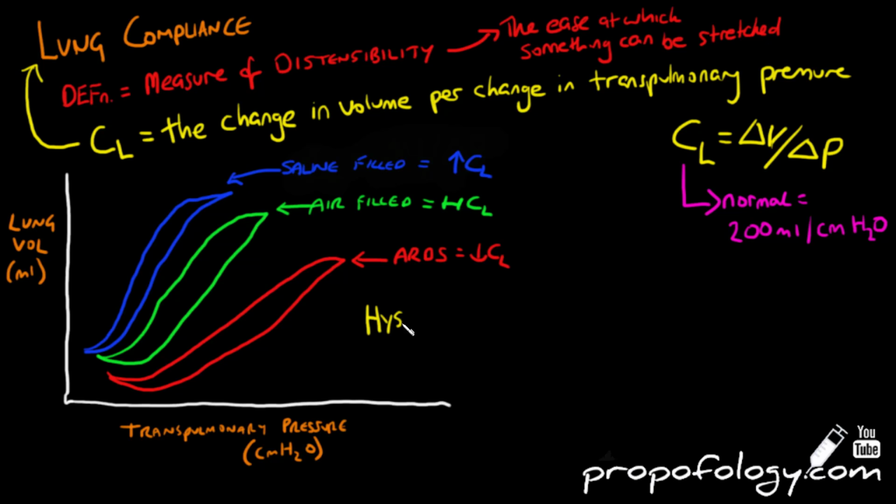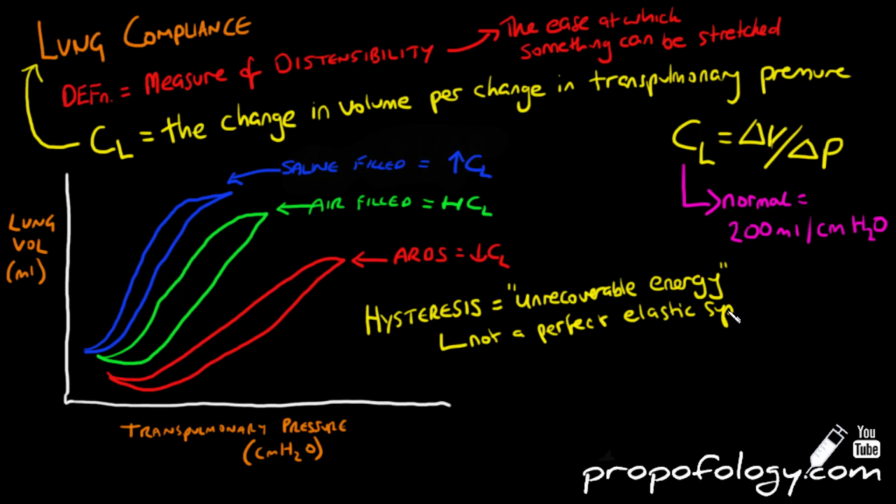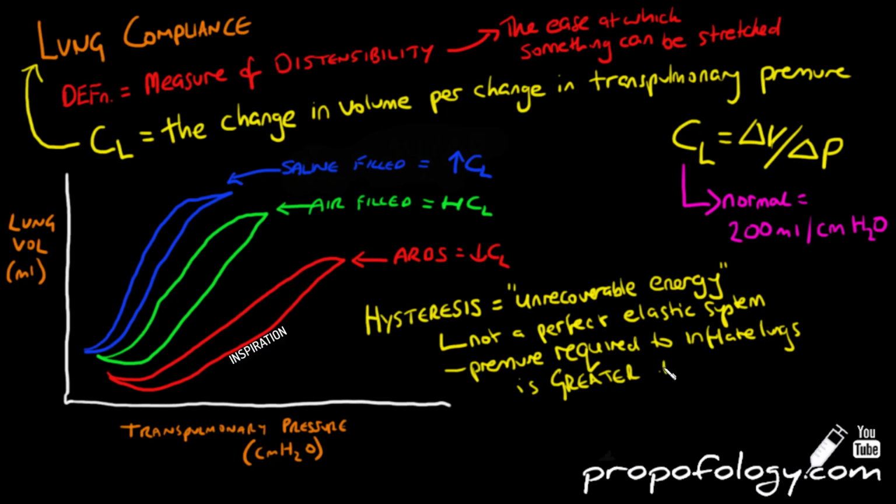These plots are called hysteresis curves, which is the representation of unrecoverable energy. The lungs are not a perfect elastic system, and the pressure required to inflate the lungs is greater than the pressure required to deflate the lungs. That's why you've got this funny shape. Inspiration is represented by the bottom aspect of the curve, and expiration is represented by the top part of the curve.